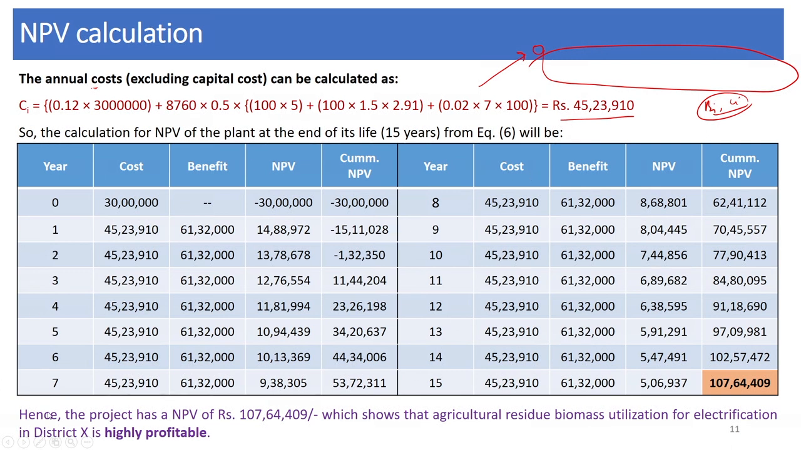So now if we generalize, the project has an NPV of 107,64,409 rupees, which shows that the utilization of agricultural residues, which is biomass, for electricity in district X is highly profitable, right? Here we have three different crop residues for locations A and B, and for location C we have two crop residues which have been used for making pellets, and then the pellets are used to generate electricity in a biomass-based power plant. We have considered the cost of the pelleting machine and its production, and then the cost of the power generating unit and its production. So everything is categorically solved, and at the end we try to see how much benefit we will get if we do this analysis.